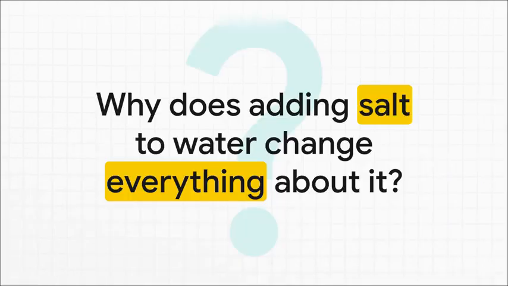So let's dive right into that. Why does that one little pinch of salt change everything? Because this simple kitchen experiment holds the key to a fundamental principle of chemistry. It's a principle that, believe it or not, keeps your car from overheating in the summer and melts ice off the roads in winter. So what is the secret behind this simple act of dissolving?